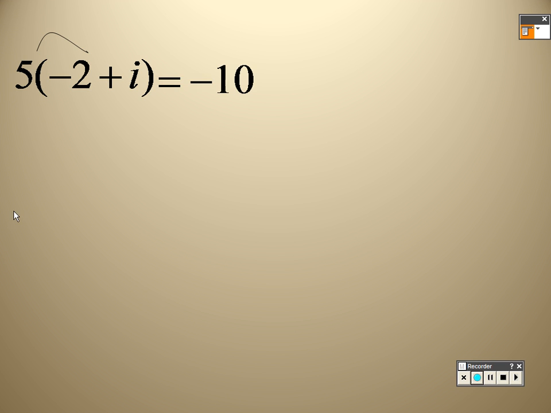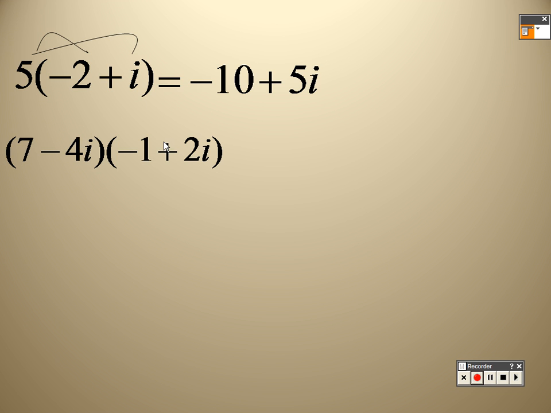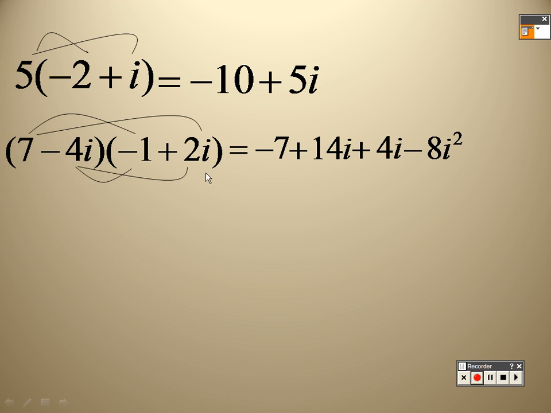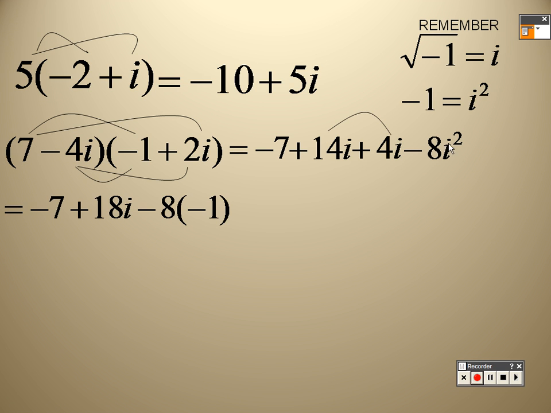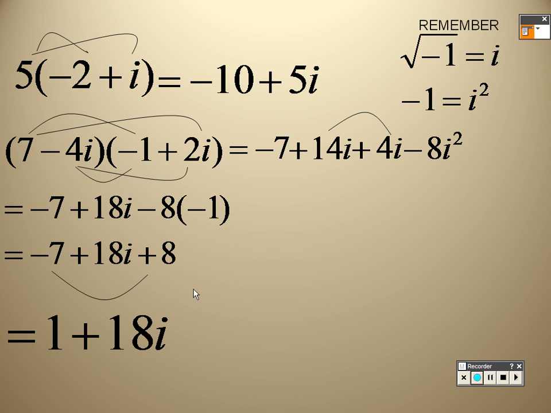5 times that negative 2 is negative 10. 5 times i is a 5i. Down here, FOIL, 7 times negative 1 is negative 7. 7 times 2i is 14i. Negative 4i times negative 1 is positive 4i. Negative 4i times 2i is negative 8i squared. So 14i and 4i, that is 18i. And i squared we know is negative 1. So negative 1 times negative 8 is positive 8. Negative 7 plus 8 is 1. So it's 1 plus 18i.